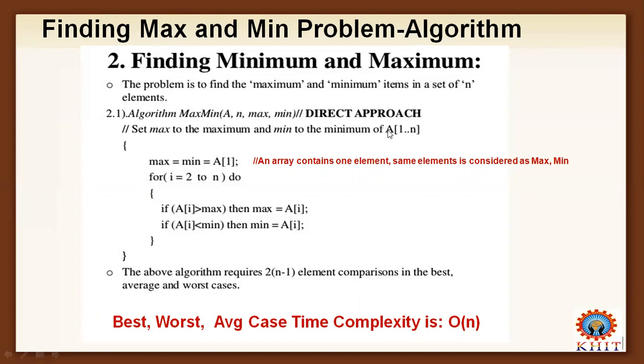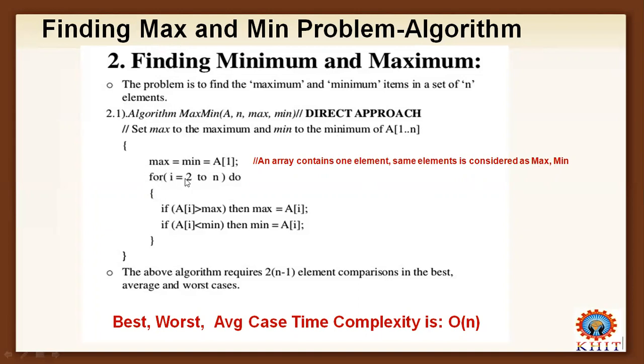So here, if the given array contains only one element, the one element which is available in the given array is to be considered as both maximum and minimum. That means if the array can contain only one element, A of 1, the maximum element and the minimum element should be the same. That means max and min of the array is A of 1, when the size of the array is 1.